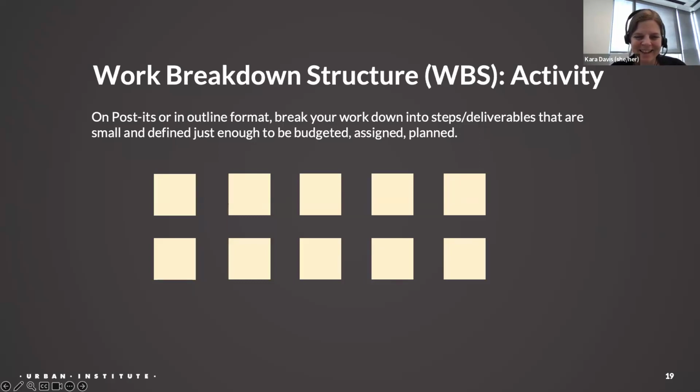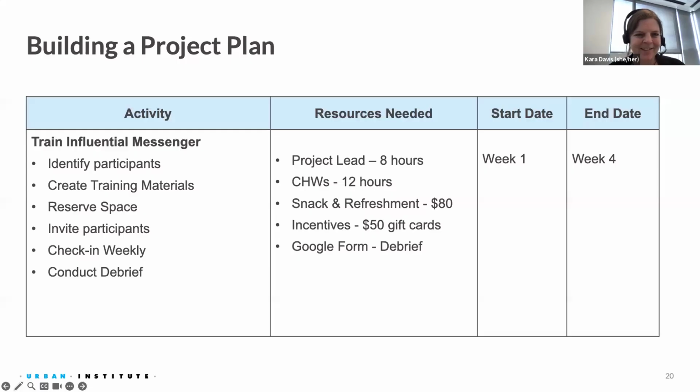Coming back to this, I think Kashua has an example of one of her project deliverables to walk through. Yeah, so this is an example of a project plan for how we train influencer messengers. And this is an example from year one of our project with Fave.